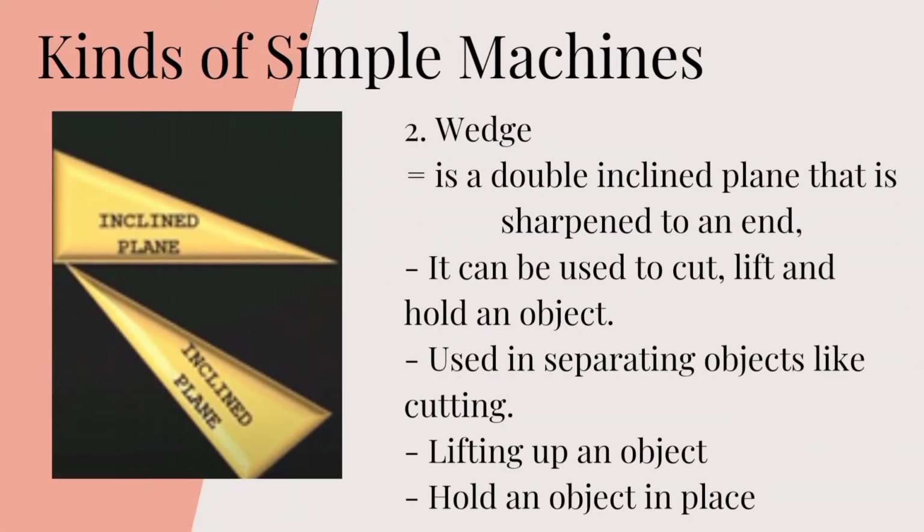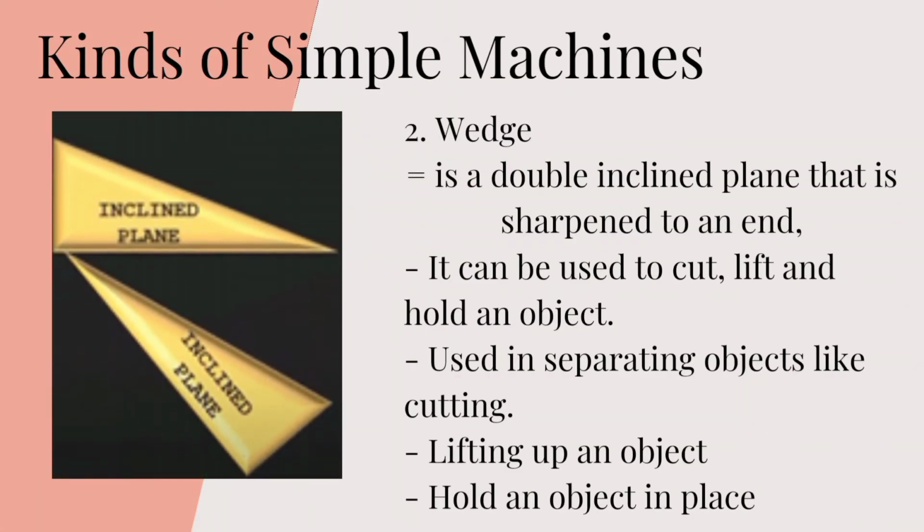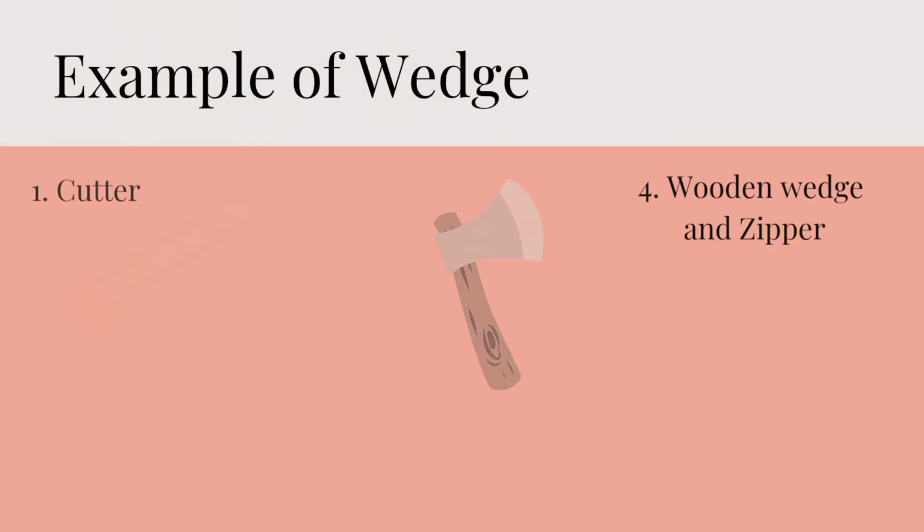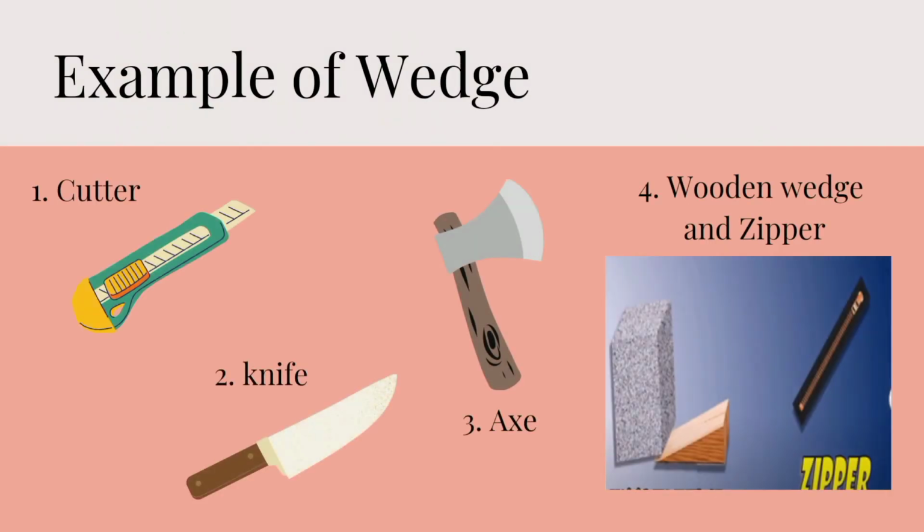Wedge is a double inclined plane that is sharpened to an end. It can be used to cut, lift, and hold an object. Used in separating objects like cutting, lifting up an object, holding an object in place. Remember, the thinner the wedge is, the less effort is needed to cut an object. Examples: cutter, knife, axe, wooden wedge, and zipper.